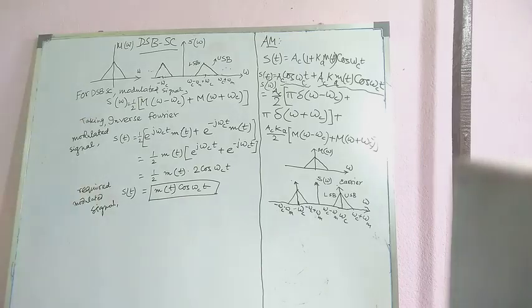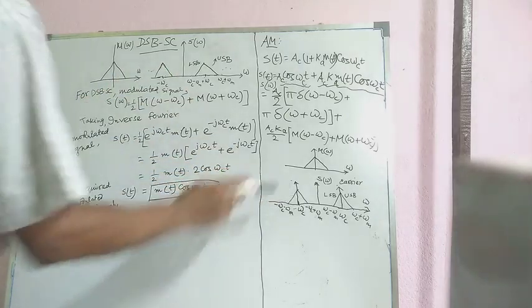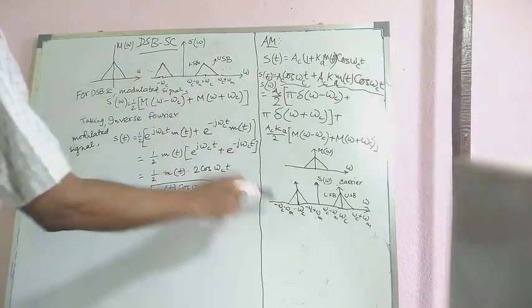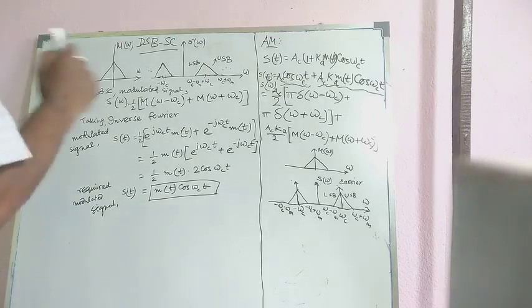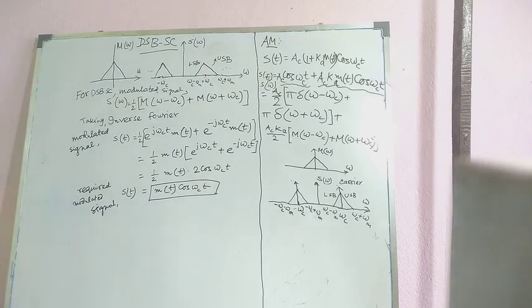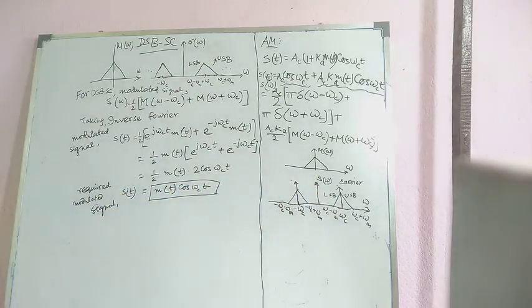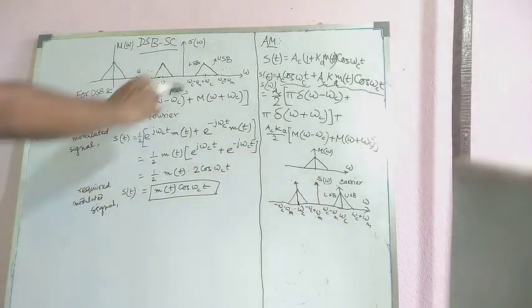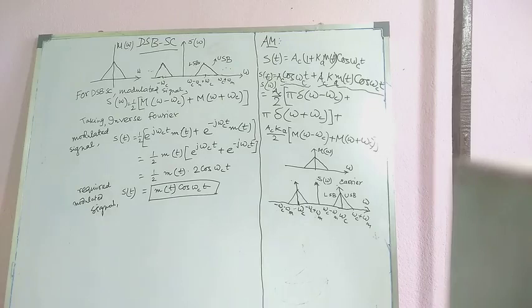So what we see here, if you carefully compare this waveform and this waveform, you will see they have similarities: the sidebands are placed at the same center frequency and the bandwidth of the signals around the center frequencies is the same. Okay.